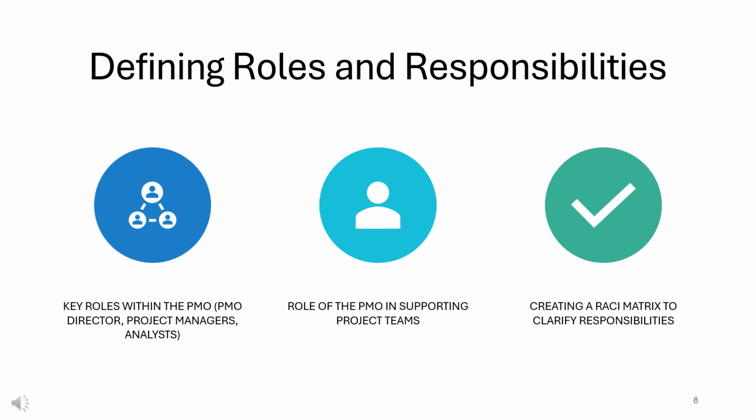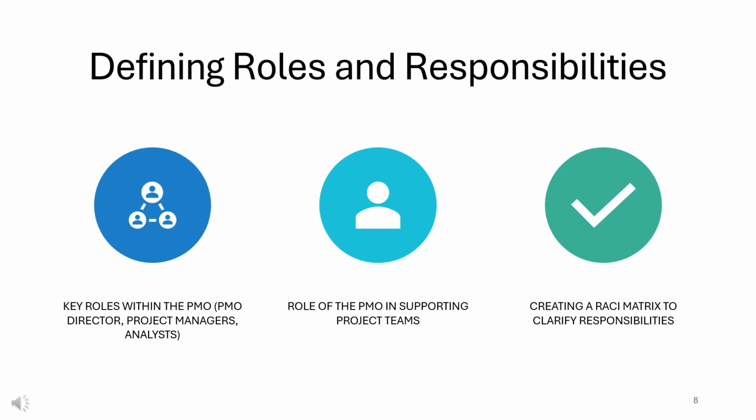Defining clear roles and responsibilities within the PMO is essential for its effective operation. Each role should have specific duties and accountabilities to ensure smooth coordination and execution of project management activities. Key roles within the PMO may include the PMO director, project managers, project coordinators, and support staff. The PMO director oversees the PMO's operations and ensures alignment with organizational strategy. Project managers are responsible for planning, executing, and closing projects.